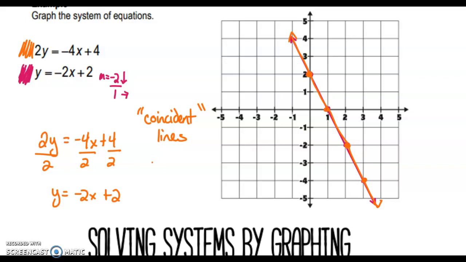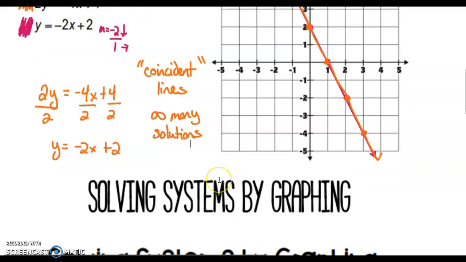And those will intersect forever, like they have intersections all the way everywhere they touch. So that's infinitely many solutions because they have infinitely many intersection points. So we write infinitely many solutions. Okay, so now that's in our flip book.